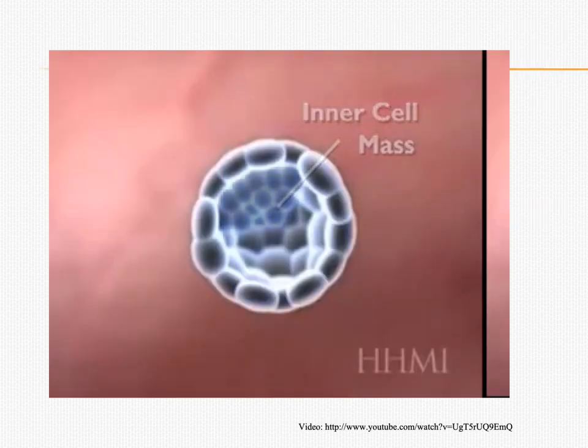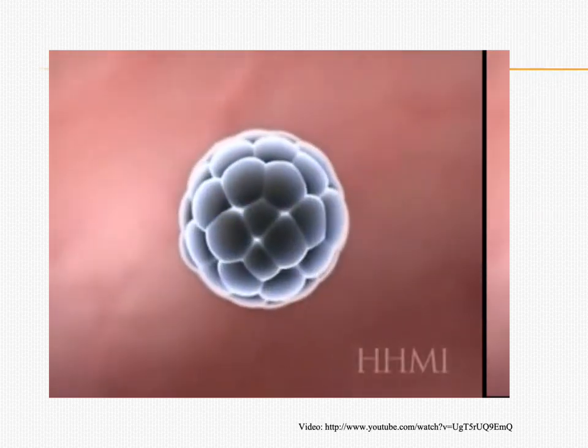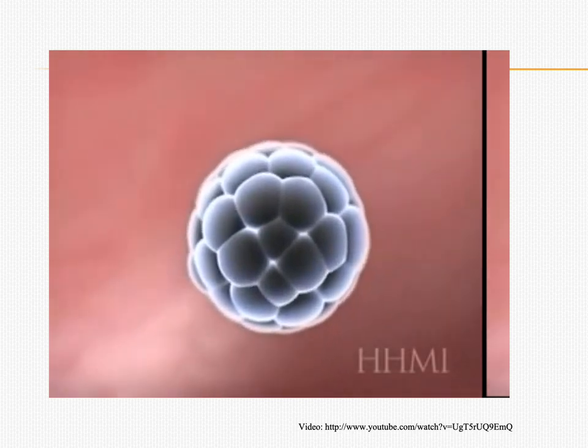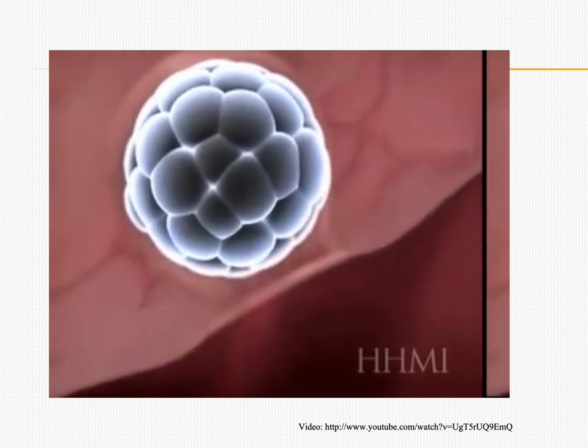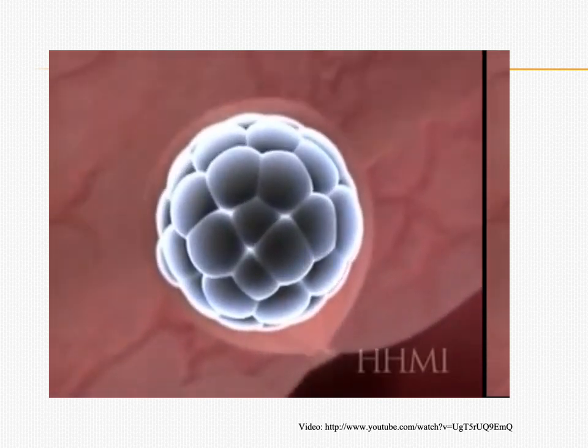The inner cells give rise to the animal, and the outer cells give rise to the placenta and other supporting tissues. At this stage, the embryo implants into the wall of the uterus. This is when a pregnancy is really initiated.